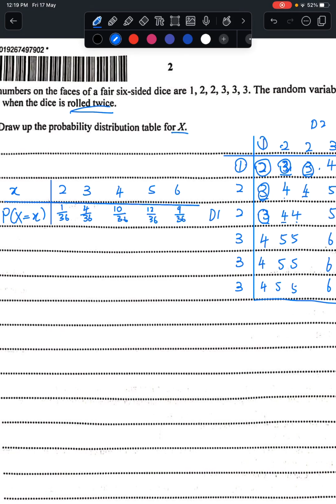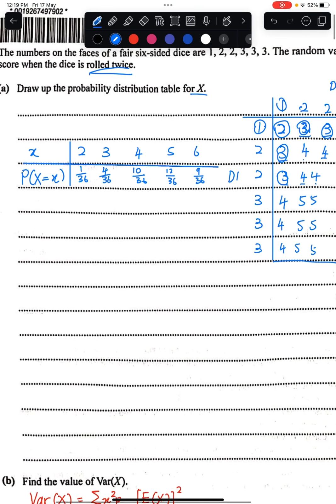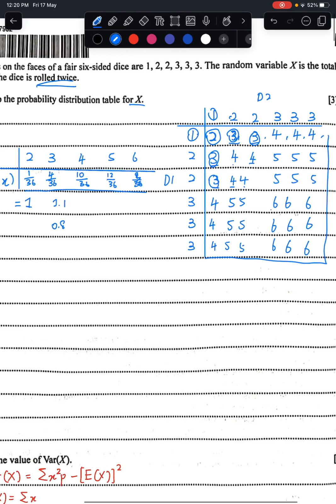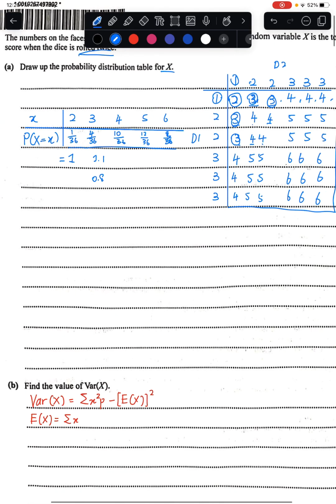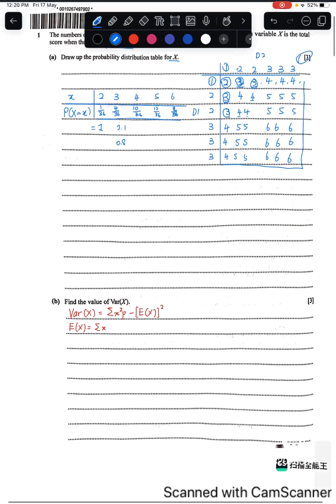9 over 36. So always remember to sum this all up, and to double check you should get 1. You should always get 1. If you get more than 1, it's not possible, because you cannot be more than certain. If you get 0 point something, then maybe you missed something out, for example you missed this out, or you made a careless mistake. So always double check, don't lose these 3 marks, easy 3 marks.